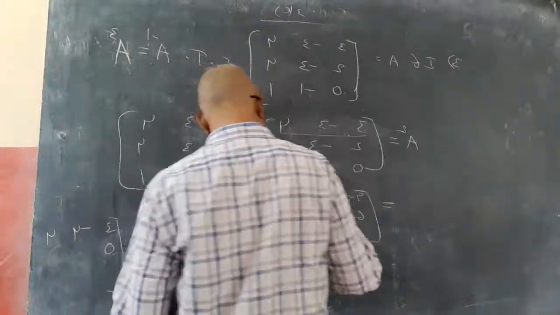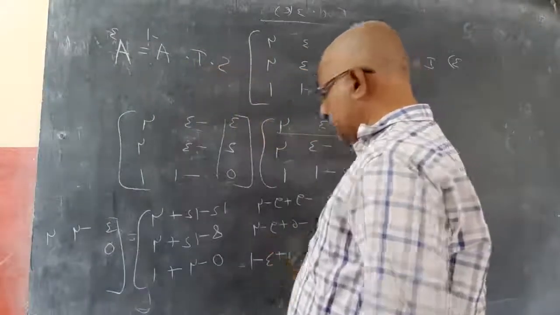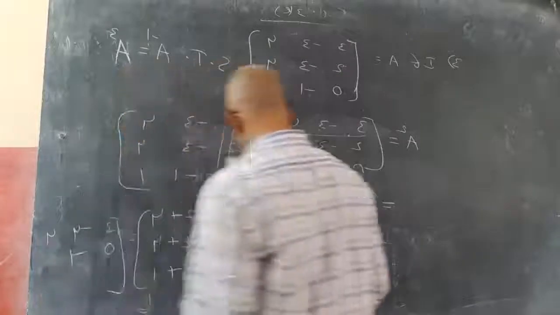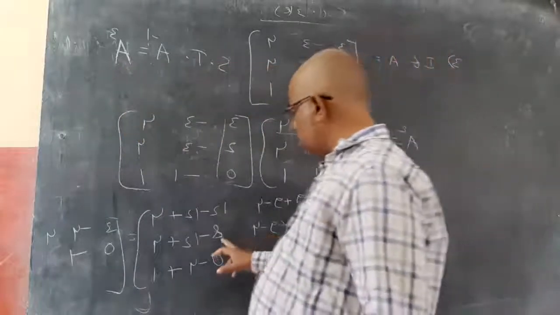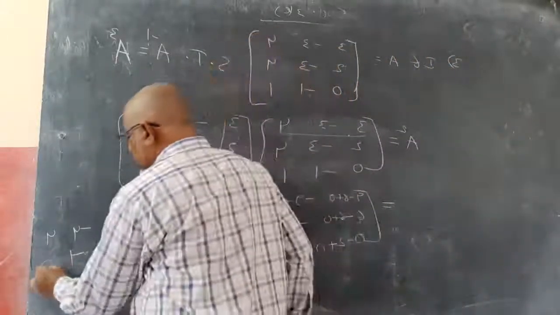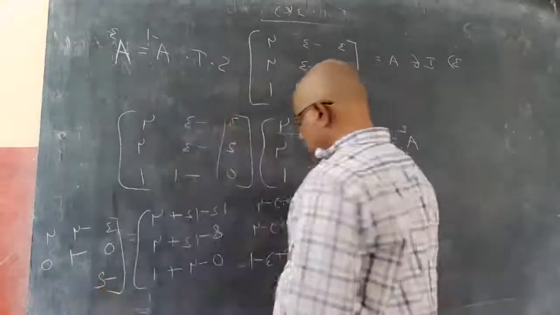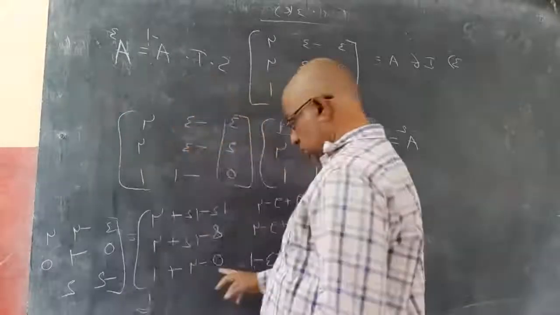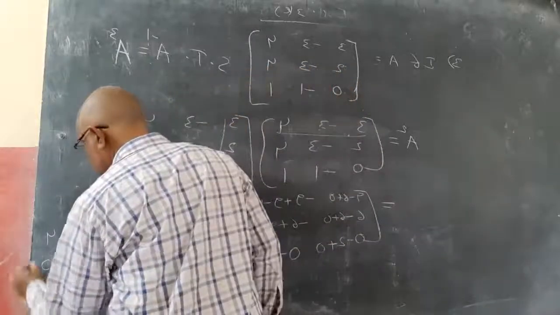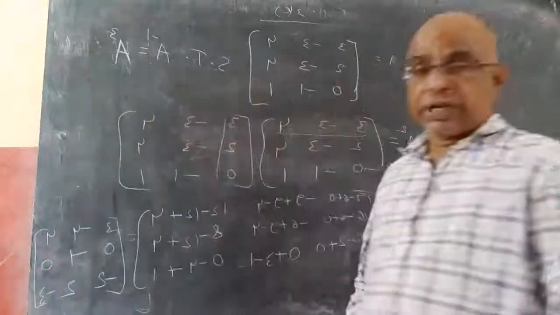This again minus 10 plus 9 minus 1. Again coming to this, 12 cancel 0, and coming to this minus 2, and this is 2, and this is minus 2. This is minus 2. Like this we got A square.